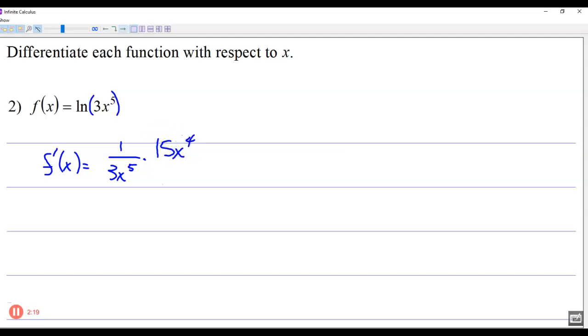Sorry, 15x to the 4th. And then multiply straight across. You don't have to do this, but you get 15x to the 4th. No, I'm sorry, you do have to do this part, over 3x to the 5th. You can stop right there. On a multiple choice, they'd probably put 5 over x. Alright?